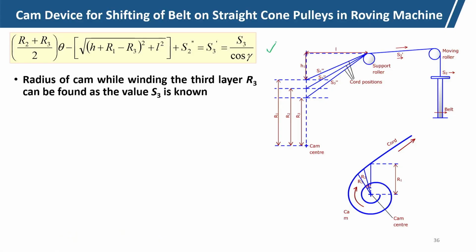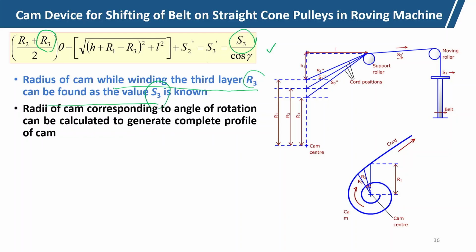So, radius of cam. Our idea is to define the cam radius. So, radius of cam while winding the third layer, R3, can be found as the value of S3 is known. So, R3 we can calculate, that is the radius of cam when S3 is known.